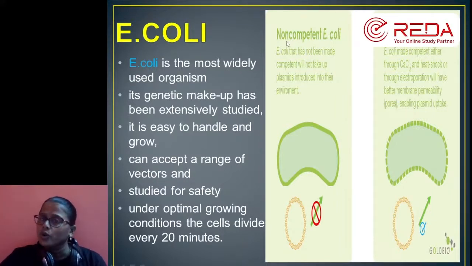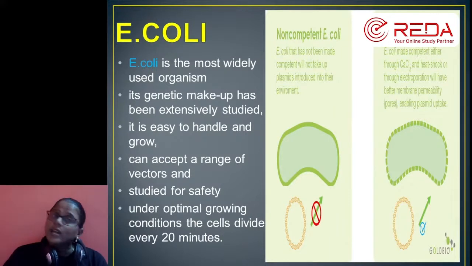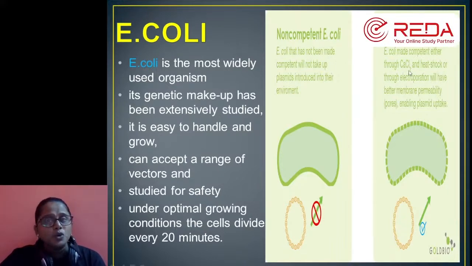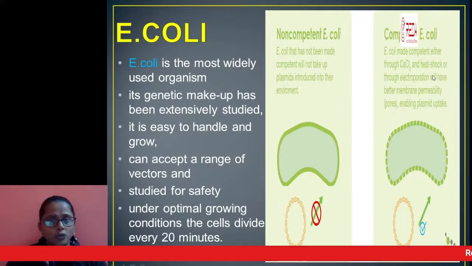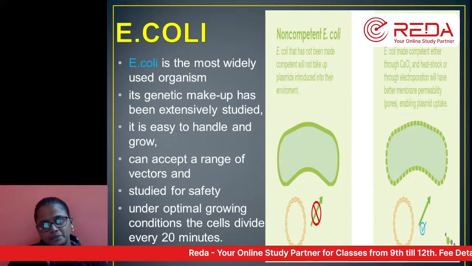Okay, so here I showed you a picture of non-competent E. coli and competent E. coli. Non-competent E. coli will not take up the plasmid from the environment because it is not being disturbed at all. We are not preparing it for taking up a plasmid from the environment. But here you can see that E. coli is being treated with calcium chloride, or you can give a heat shock treatment, or use the electroporation technique. Like that, you disturb the permeable cell membrane around the E. coli, and pores will automatically develop.